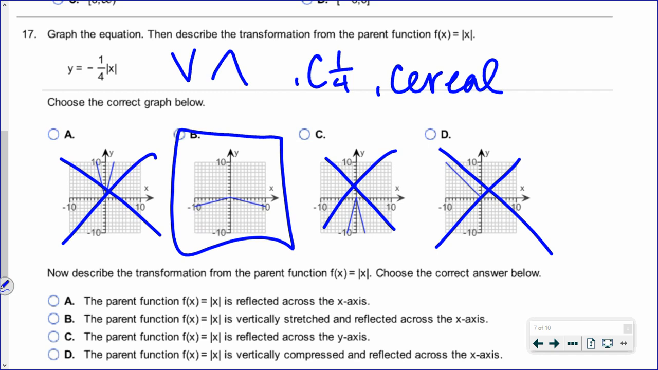Okay, now it says describe the transformation from parent graph. We already said we know what happened to it. So we reflected it, and then what else? So the only one that has the word compressed is going to be D. So it has to be D. Do we understand that? Yes or no?